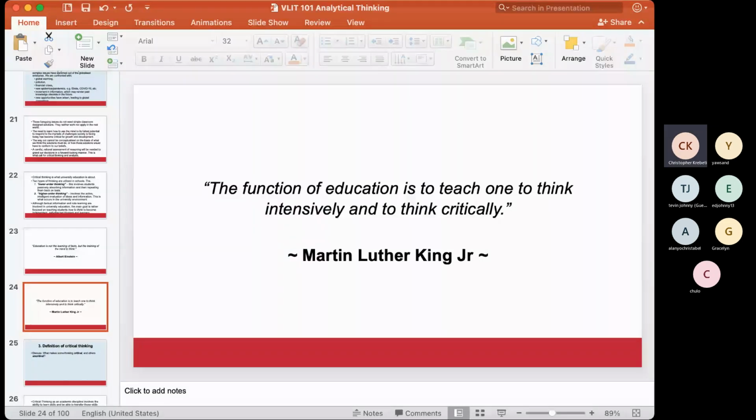If you are talking about the first world countries, how do they survive? They are surviving basically on entrepreneurship and innovation. Students coming out of secondary school bring out innovations, enter universities, and drop out. Whether they finish or drop out, they are coming out with innovations that are creating sustenance for their nations. That is what Martin Luther King is saying. That is the function of education: teach one to think intensively and to think critically.